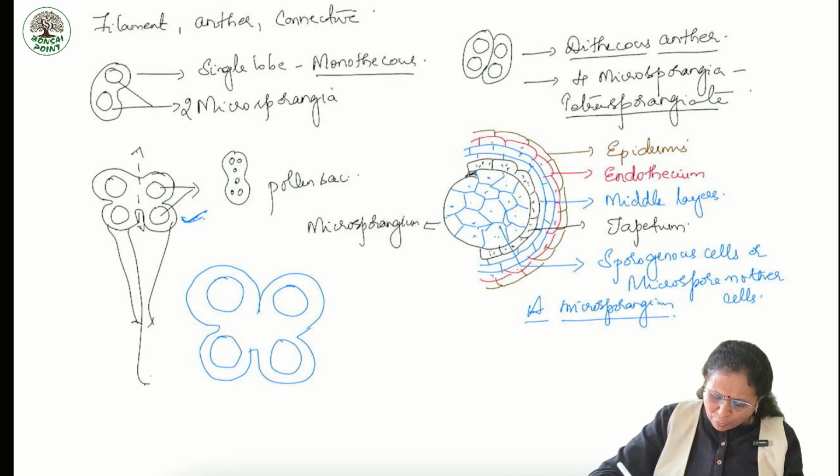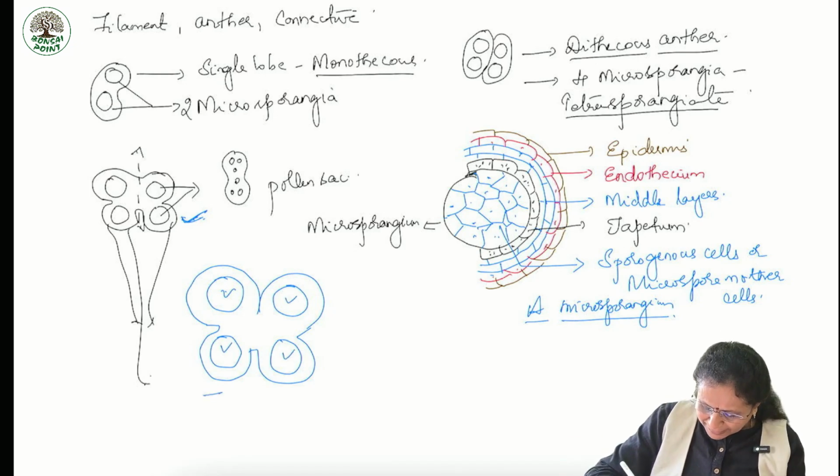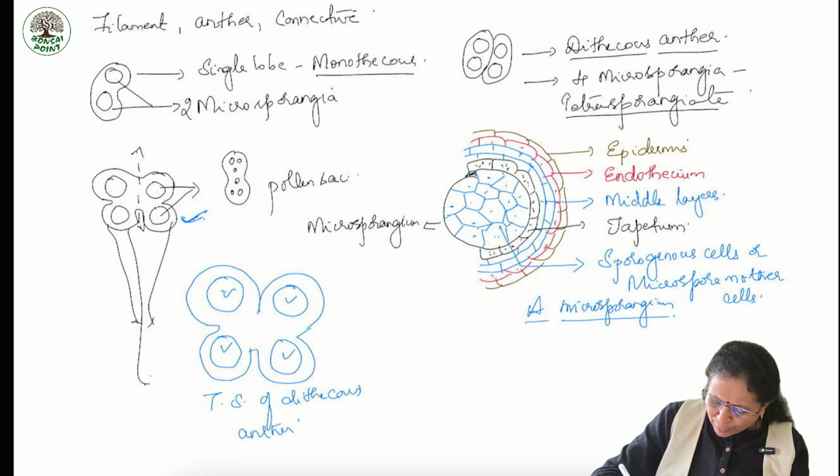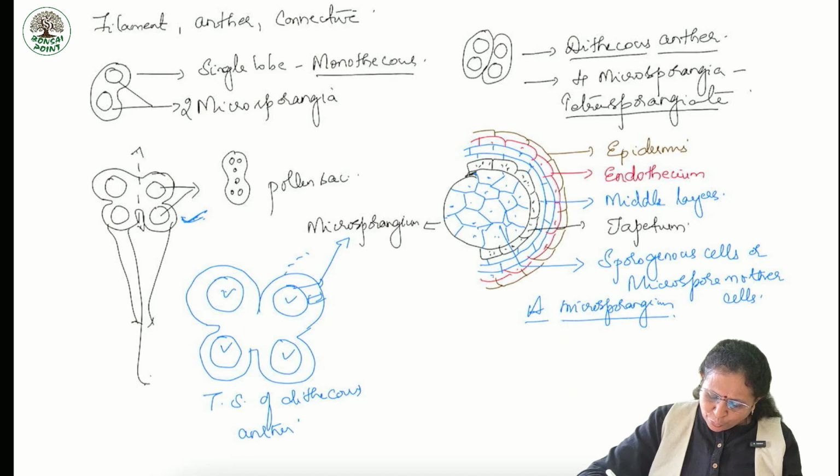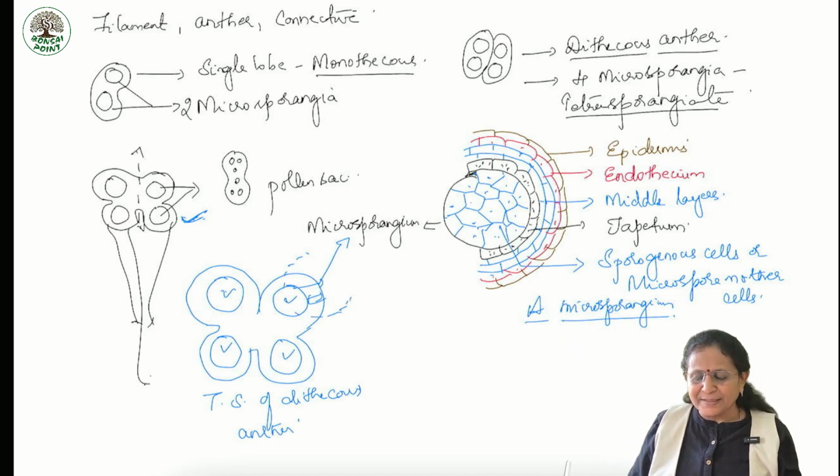This is of one lobe, these two, okay. These two are of one lobe, these two are of another lobe. So, this is TS of Dithecous anther. So, this is the microsporangium, okay. This is the microsporangium, and these are the wall layers. So, that is what I have shown you, one microsporangium. Is it clear?